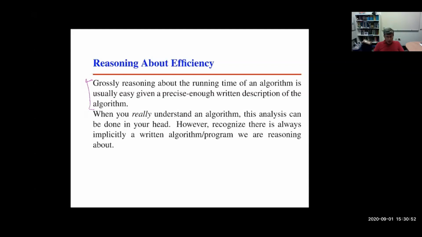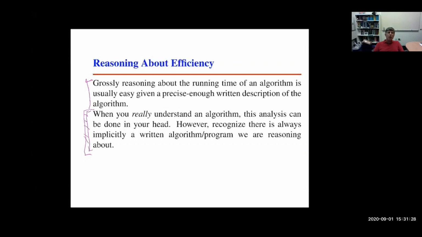Whenever you analyze an algorithm, you've got to realize that you're dealing with a written piece of code, a pseudocode for the algorithm, which has got to be in your head. When you've analyzed a lot of algorithms, you can keep them in your head and reason about them that way. But at first, it's easiest to write it down so you know what you're talking about.